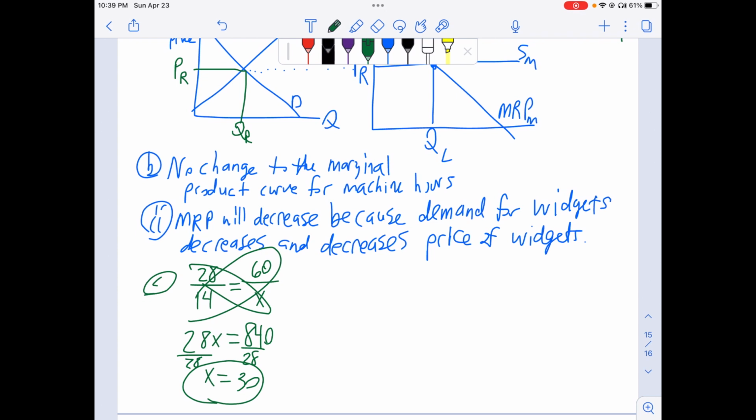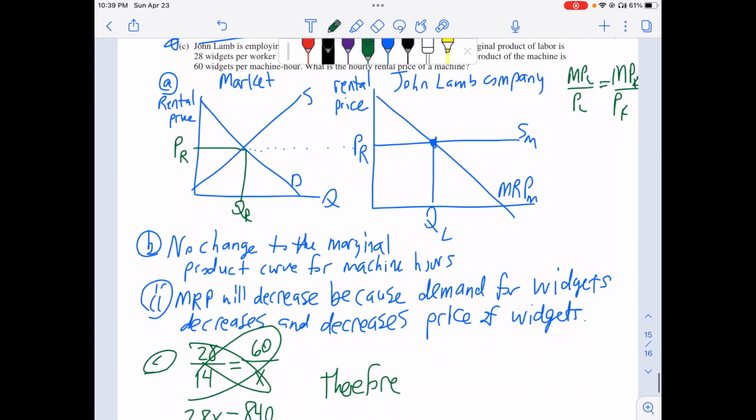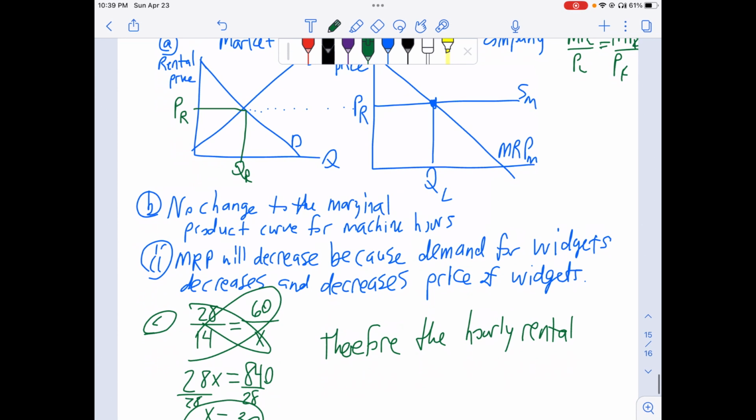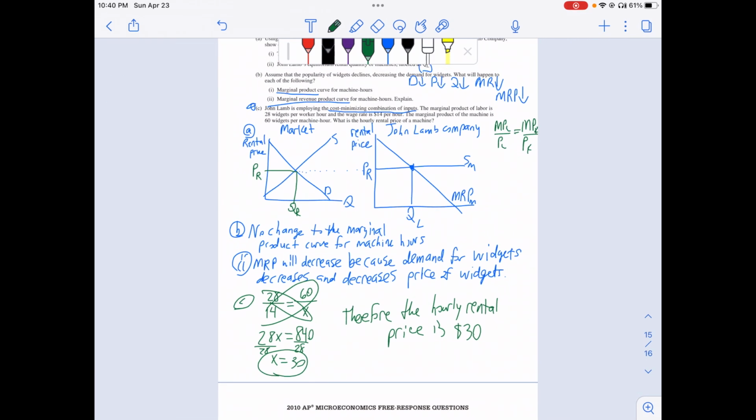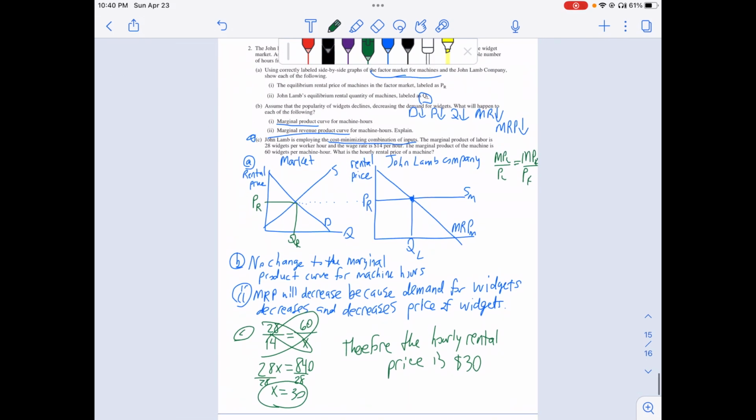So by showing this calculation, you can say therefore the hourly rental price is $30. Okay, so that's all you need to do for question 2.